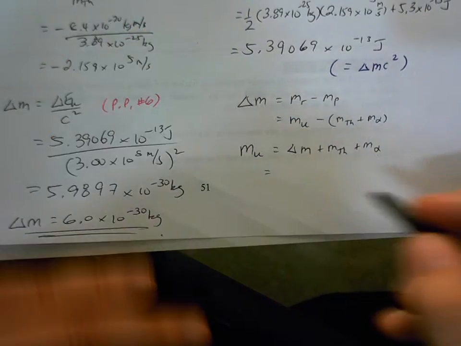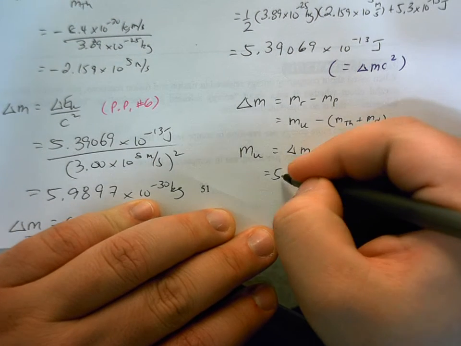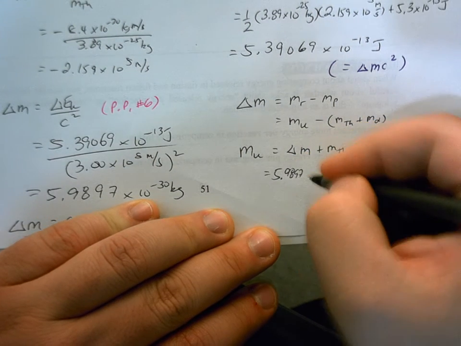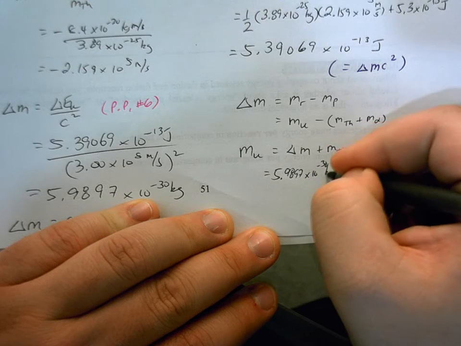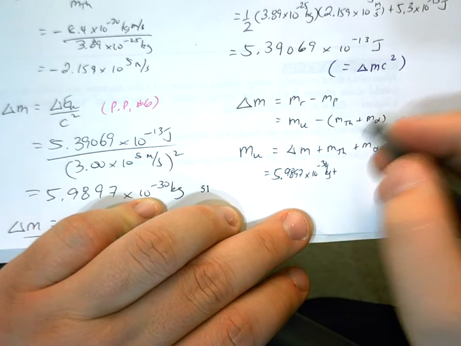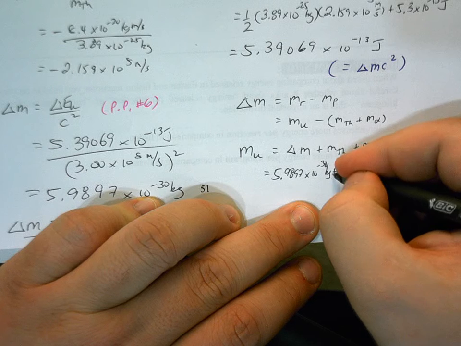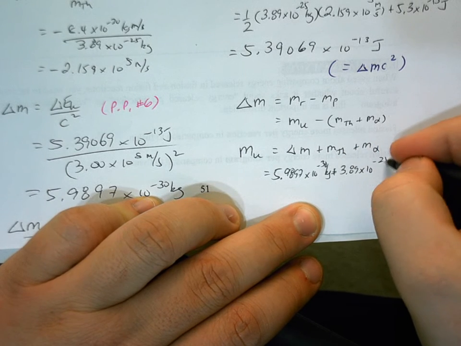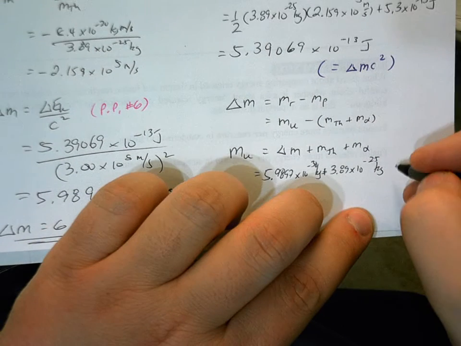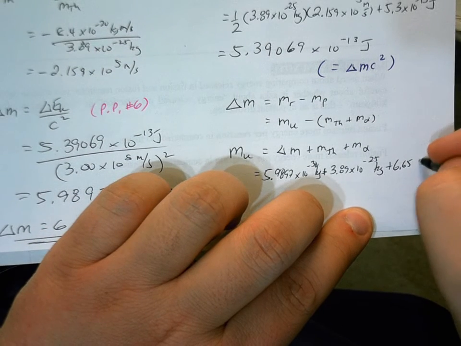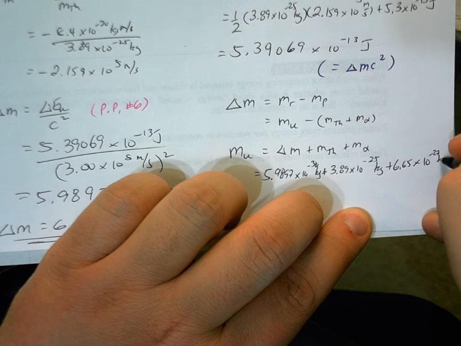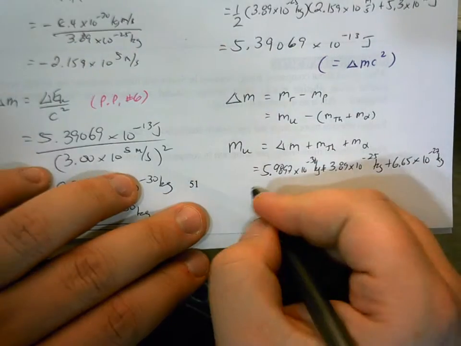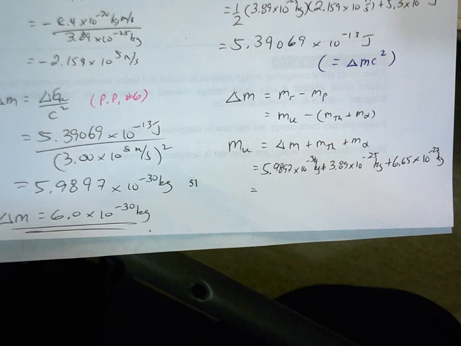These are things that we can deal with. So we have that 5.9897 times 10 to the minus 30 kilos. To that, and I'm really cramming my work in here, sorry about that, we're going to add that 3.89 times 10 to the minus 25 kilos. And then from the data sheet, the mass of the alpha particle is this 6.65 times 10 to the minus 27 kilos. So let's add all of that together.